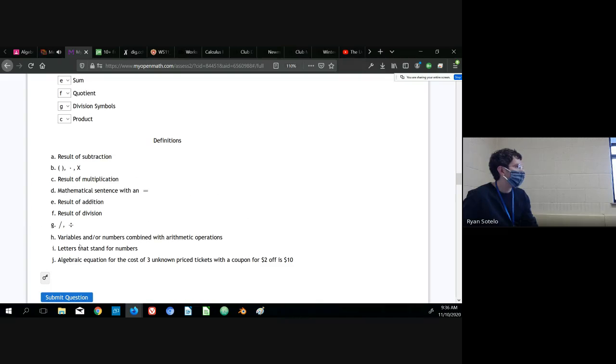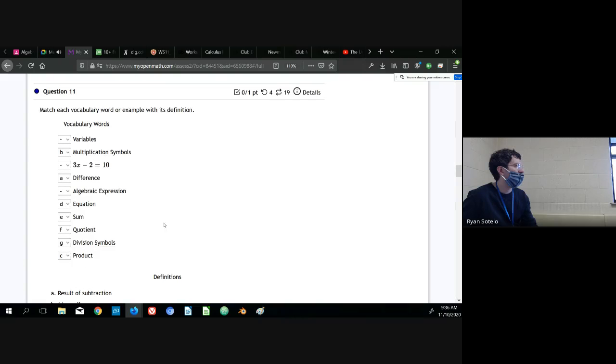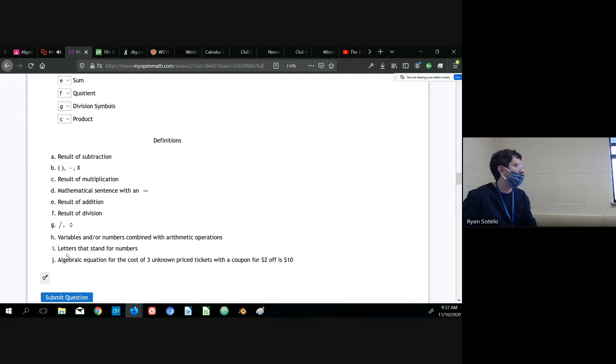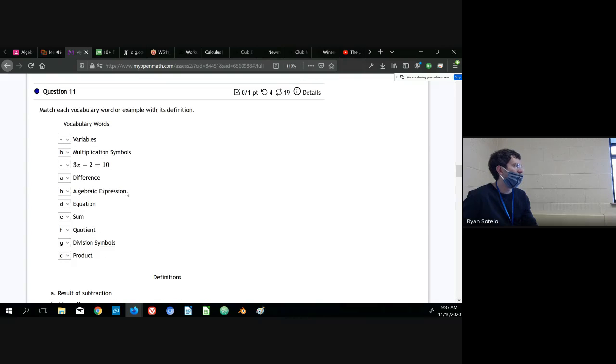Variables and or numbers combined with arithmetic operations. Algebraic expression. Yeah. Each side of an equation is an expression. Letters that stand for numbers. Variable.